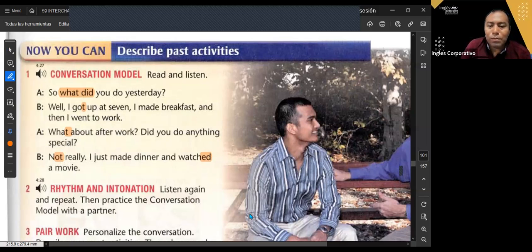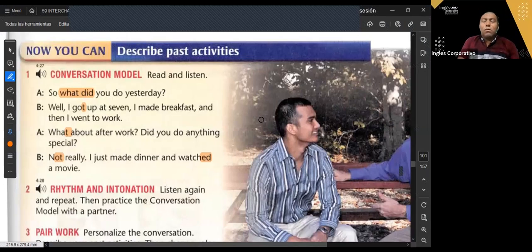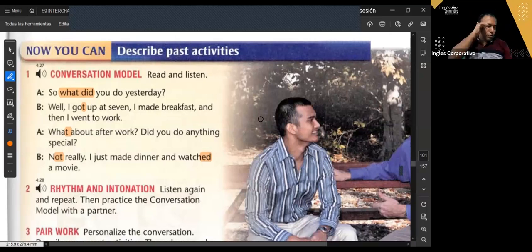Va a escucharlo y va a repetirlo. Repeat in your house. Exercise two. Rhythm and intonation. Listen again and repeat. Then practice the conversation model with a partner.